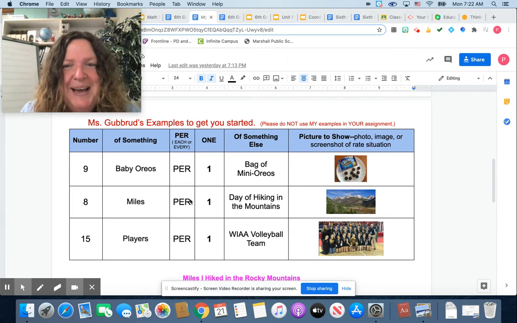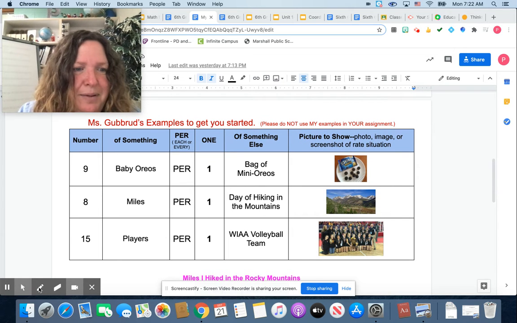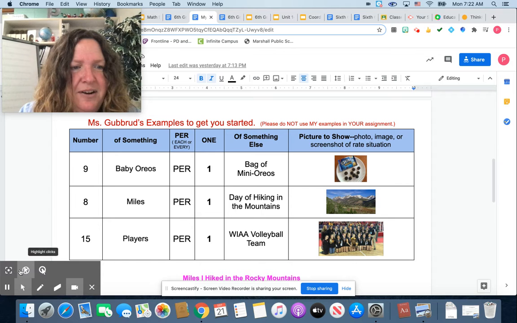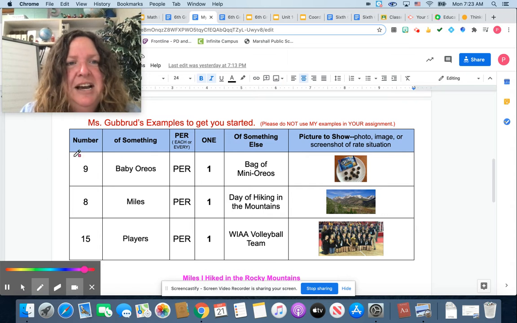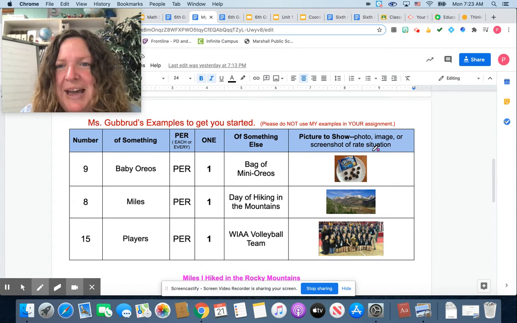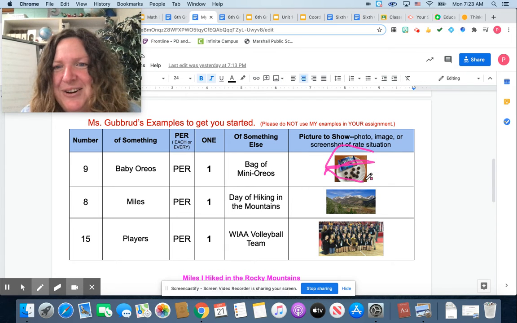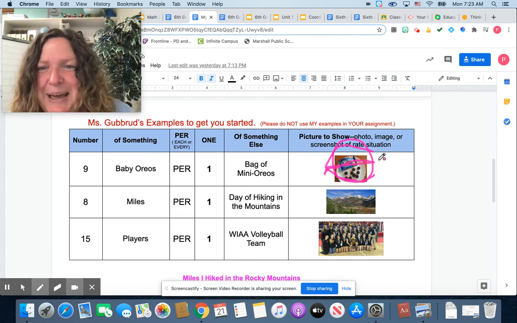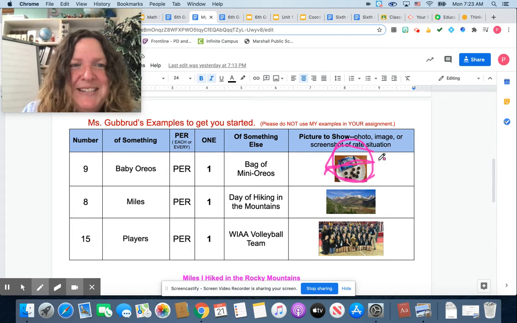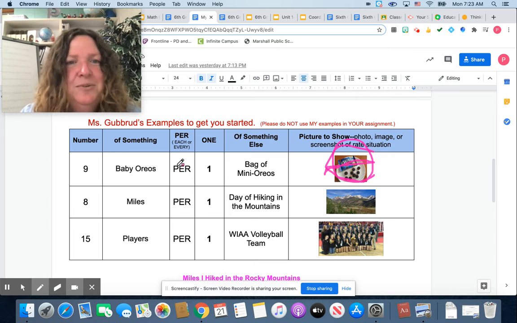Here's my example. I'm going to grab my writing utensil here. All right, as you can see, I started out with a little bag of mini Oreos. Whoops, I didn't mean to cross that off, I just meant to circle it. There's my picture. I took that picture. I had a bag of little mini Oreos, so I opened them up and counted them. There were 9 baby Oreos per bag, per one bag.